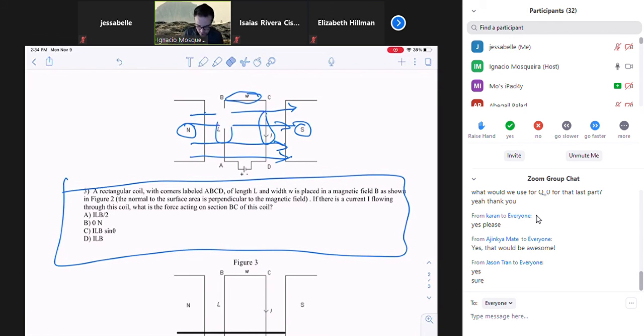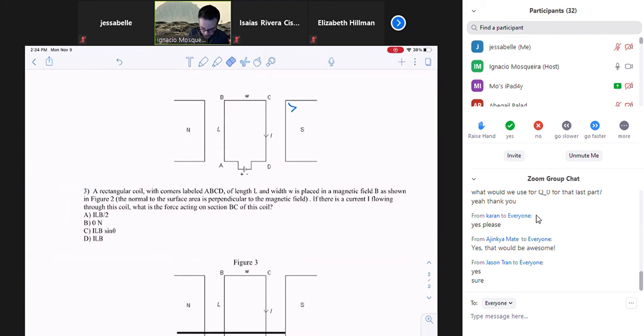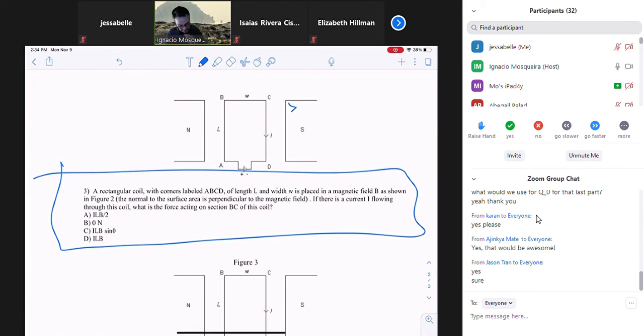But let's try this one first. And you tell me, what do you think is the answer to this? Let's work on that one. The normal to the surface area is perpendicular. There is a current flowing. What is the force acting on section BC of this coil? Remember the force. Now I like to write it differently, but I'm going to keep writing it my way. That's the force. So you have to figure out, what do you think? What is the answer here?